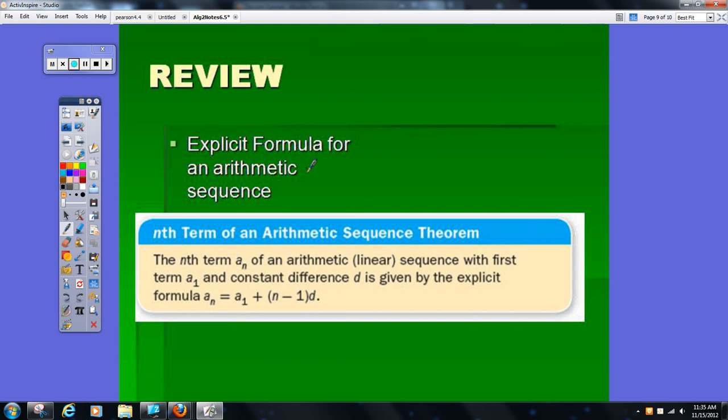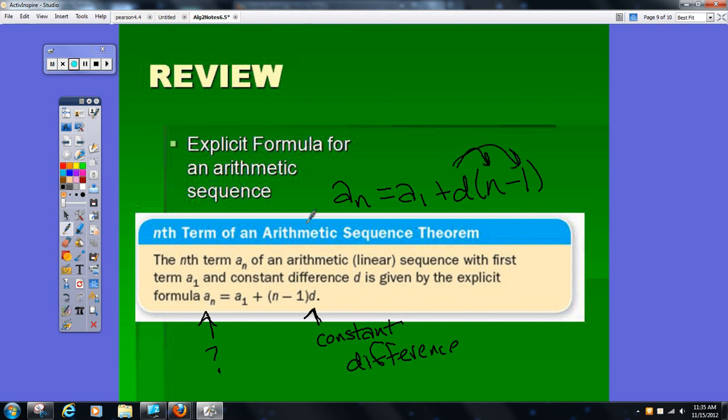Explicit formula for an arithmetic sequence. You remember this? A sub n, the mystery term, is the first term plus n minus 1 times d. That's that constant difference. That's that number you add or subtract over and over again. Make sure that you do distribute that into the n minus 1, okay? So if it makes more sense to write like this, that's fine. Just make sure you don't lose the sign that goes with your d, and make sure you distribute that guy through there.